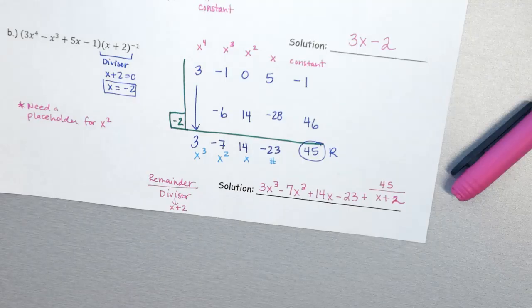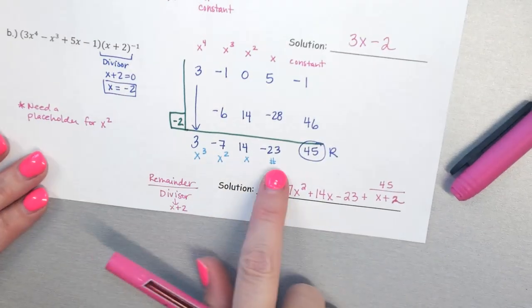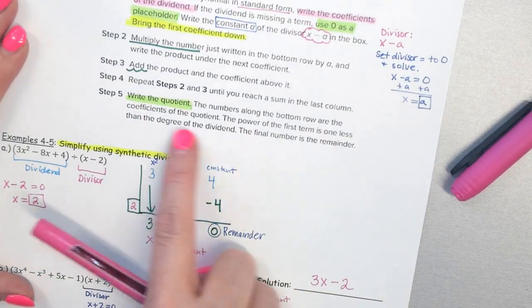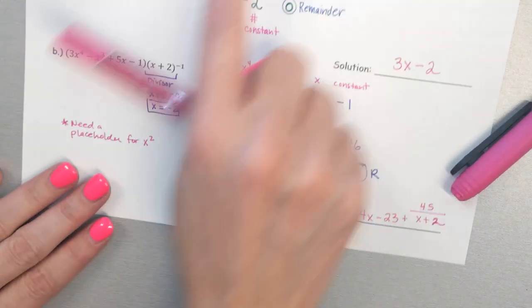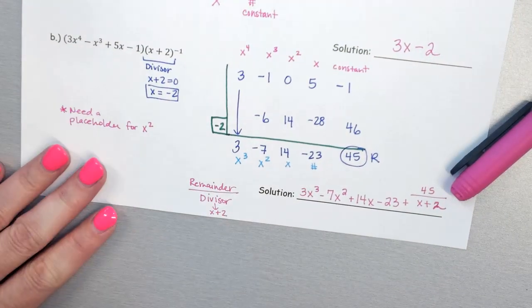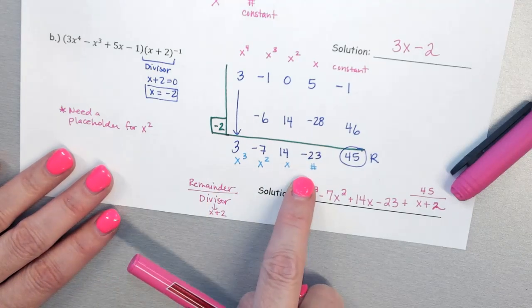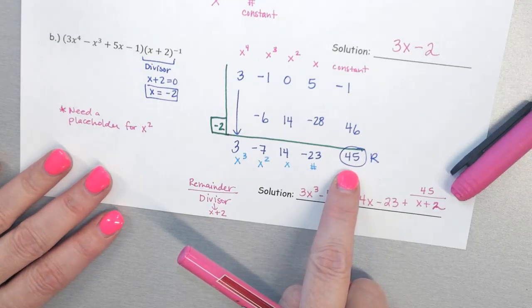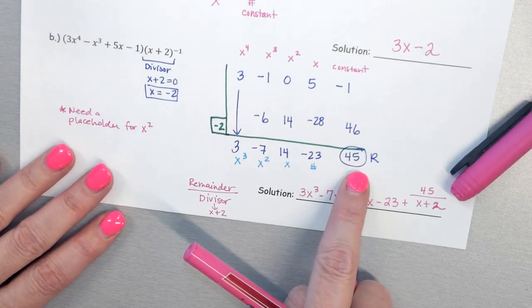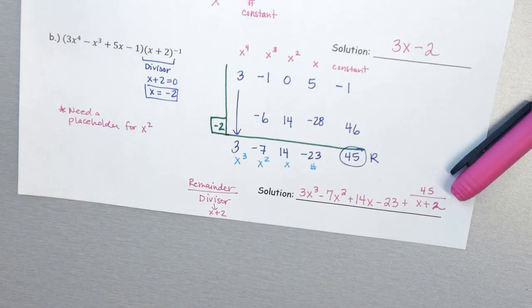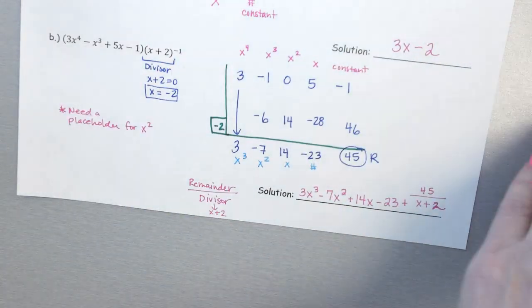How do we know what exponential value goes on the coefficient? It's always that the power of the first term is 1 less than the degree of the dividend. So if this is x to the 4th, then 1 less would be x to the 3rd. So you could write x to the 3rd, x to the 2nd, x, the constant, and then the remainder. I start from the back because the last one's always the remainder. So then it's the constant, the x squared, x cubed, and I go up. But you could do either one.